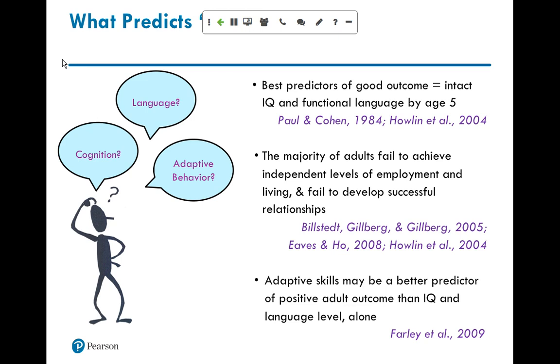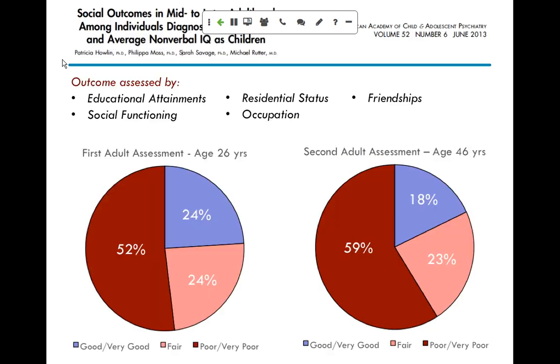However, we're seeing, and I'll show you in the next couple of slides, that adults with autism are not faring well even when they have intact cognition. So what is preventing them from having this quote-unquote good outcome? The research is now showing it's adaptive behavior. Even though they have intact language and no cognitive impairment, they have poor adaptive skills, and this is associated with their poor outcome.